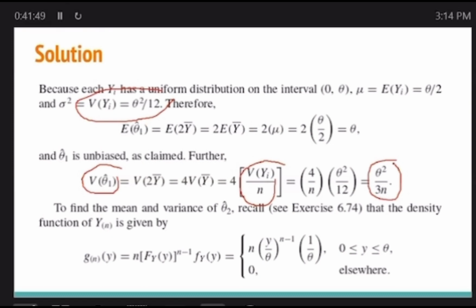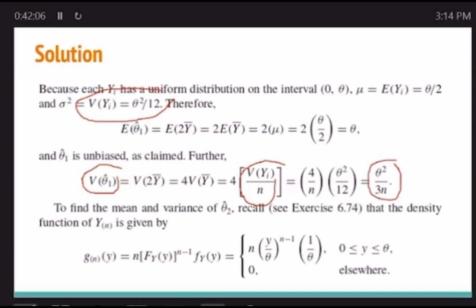So you've gotten both the mean of theta cap 1 and the variance of theta cap 1. Then the next thing that you want to do is to be able to analyze that of the second estimator.